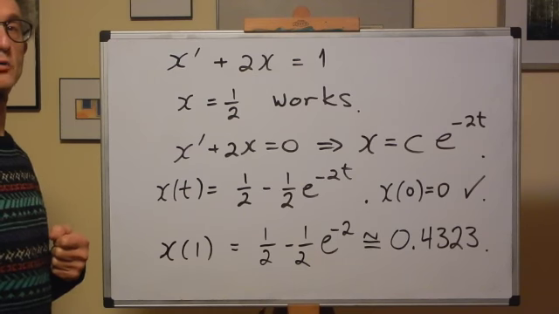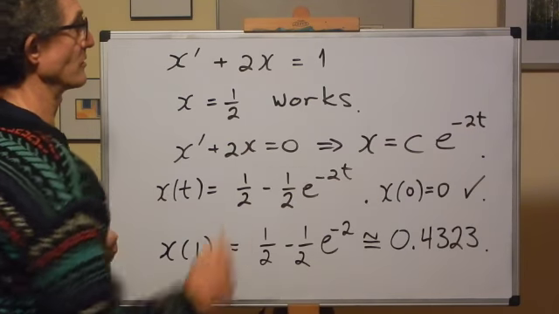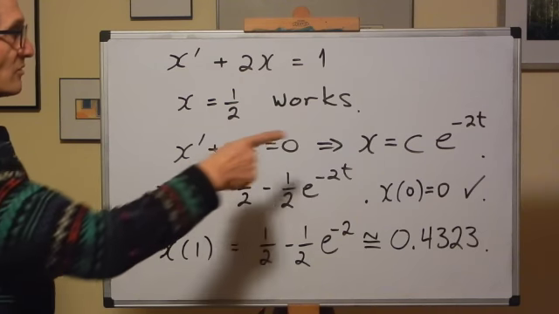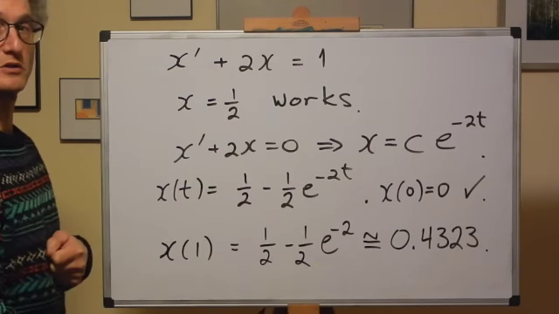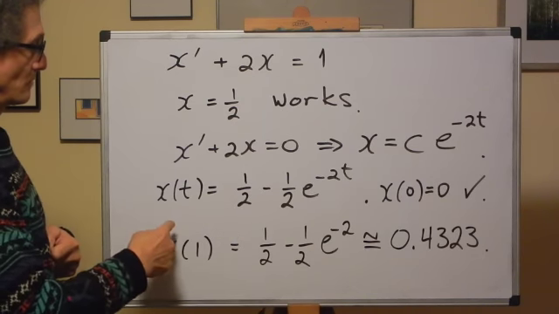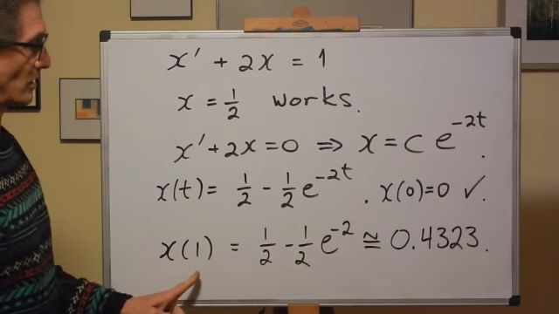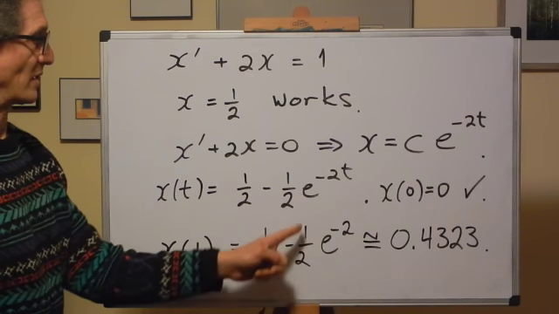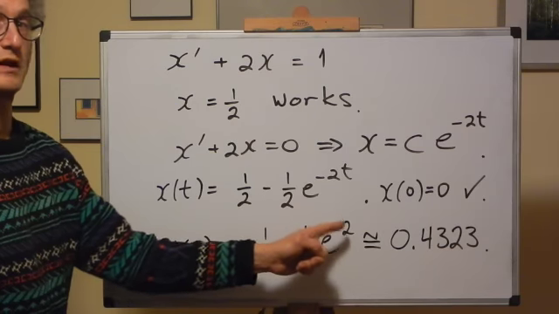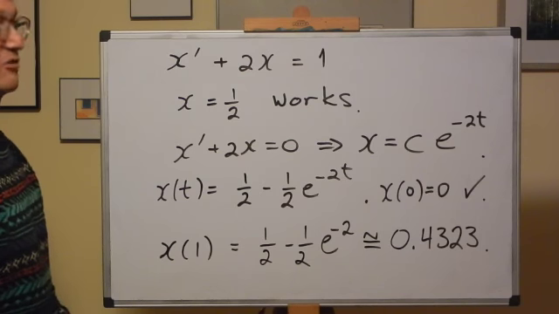So here's the actual solution to the equation with x of 0 equal to 0. Particular solution is a half. General solution to the homogeneous equation is e to the negative 2t. And then we see that's the solution. So x at 1 is in fact 1/2 minus e to the negative 2 over 2, that's about 0.4323. So it's not 0 or 1.